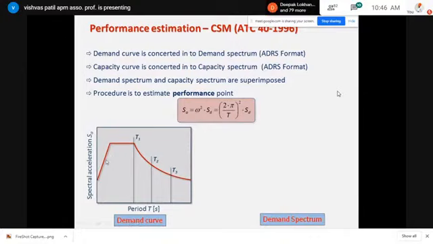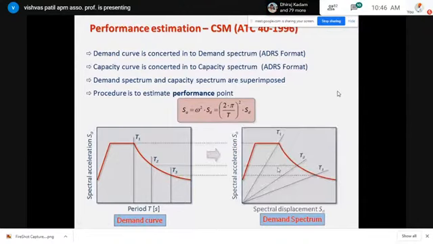What are the axes of this demand curve? Spectral acceleration versus period. Now convert this curve into a demand spectrum. You just convert the axis. This is spectral acceleration, this is also spectral acceleration, but here this is the time period. It is converted into spectral displacement using this equation.